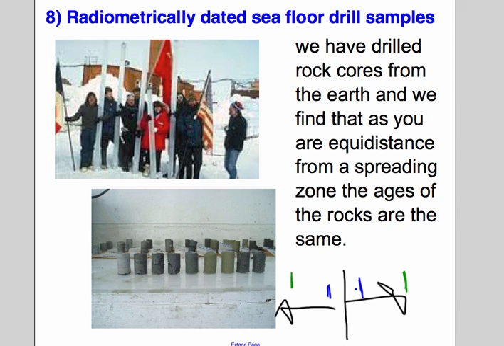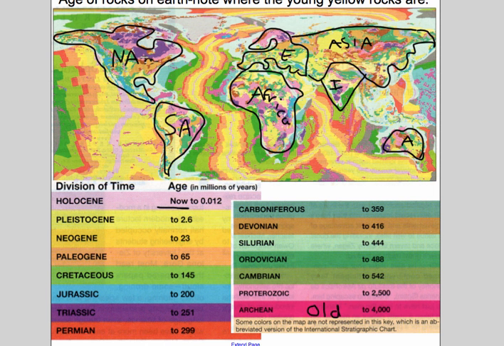And as you approach an ocean ridge, they get younger and younger and younger. And as you go over that ocean ridge, the pattern would be in reverse, and things would get older and older and older as you get away from the ridge. So we have been able to compile all this data to create an age map of the surface of the Earth in terms of how old the rocks are.